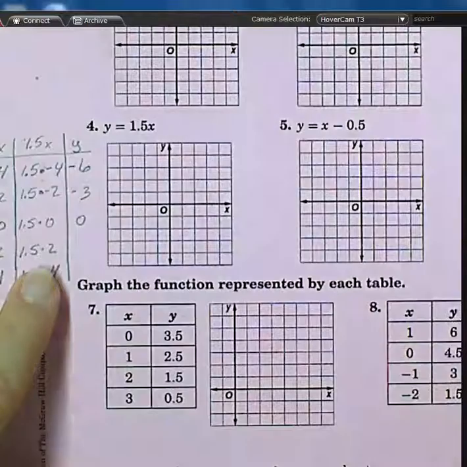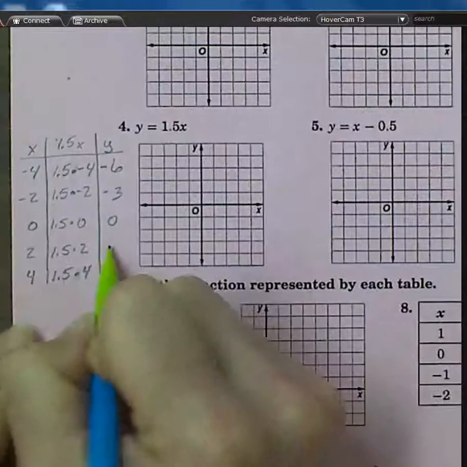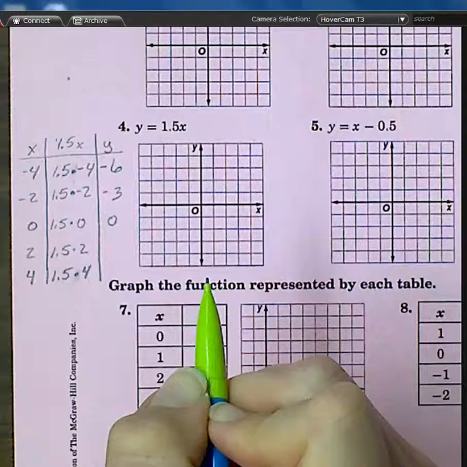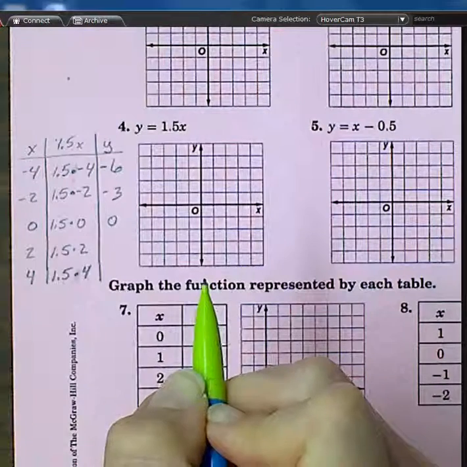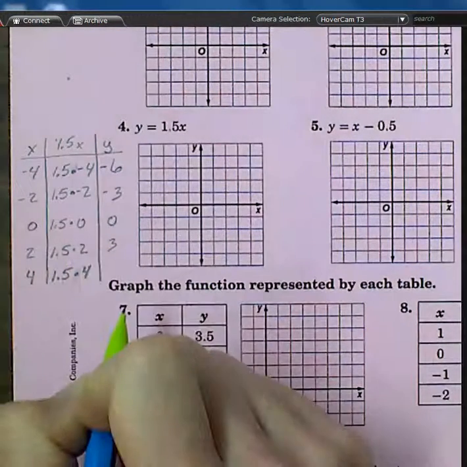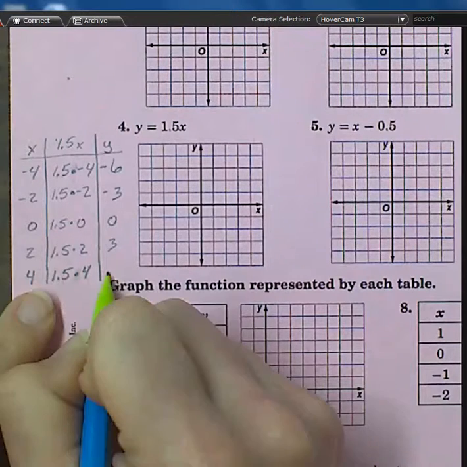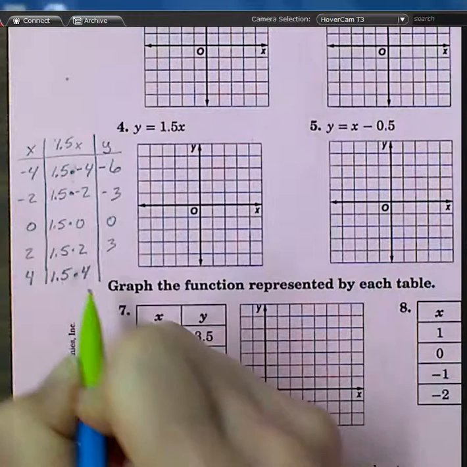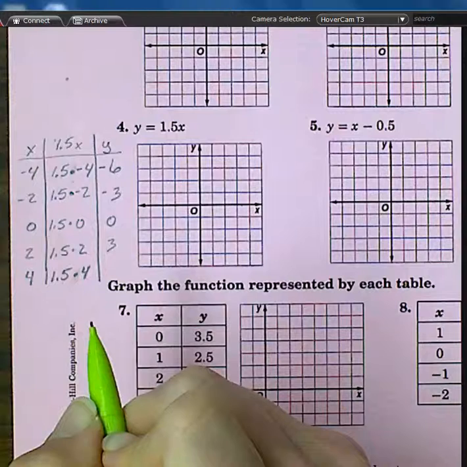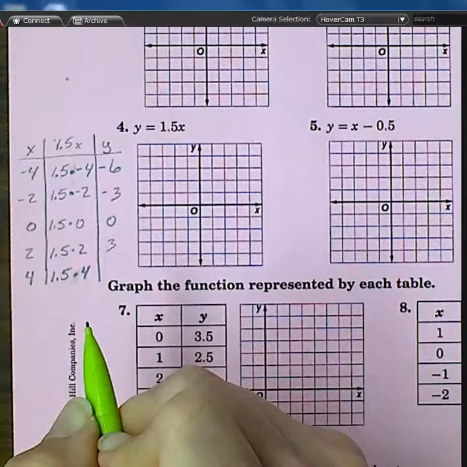I have two positive 1.5s. My answer is going to be 1.5 and 1.5. I have two of them. It's 3. And it's positive because I have two positives. And then this one's going to be 6. I have 2 together, that's 3. 2 together, that's 3. 3 and 3 is 6.